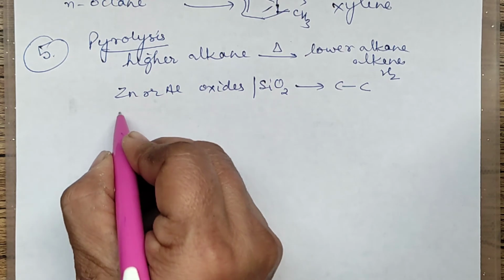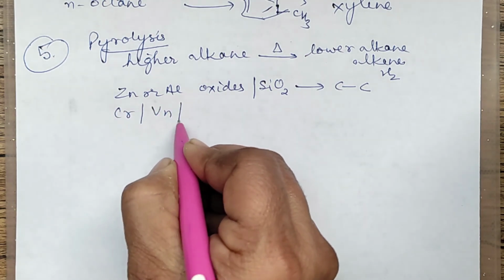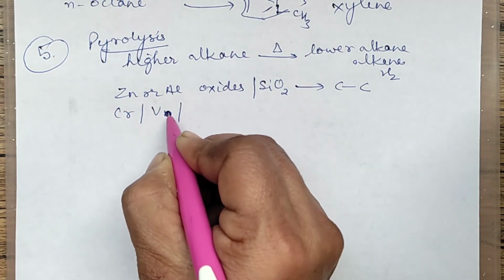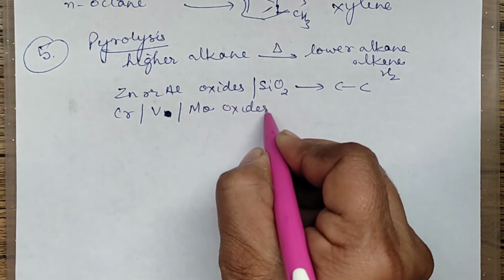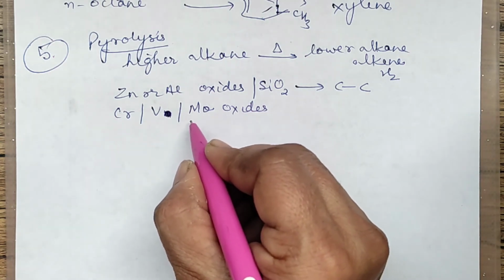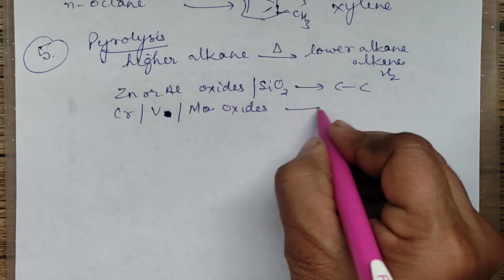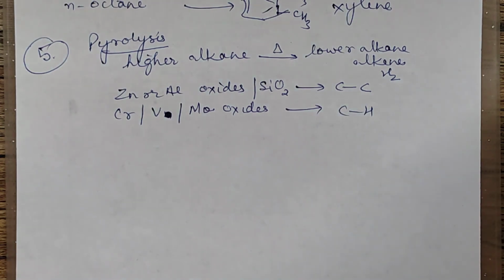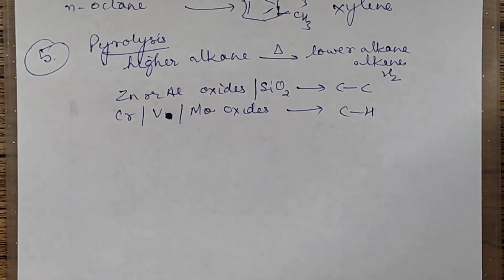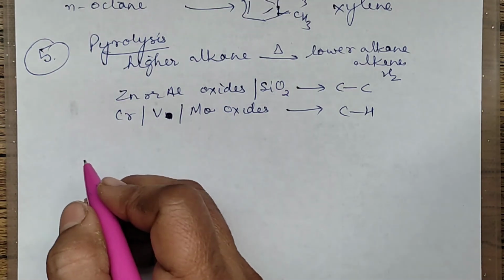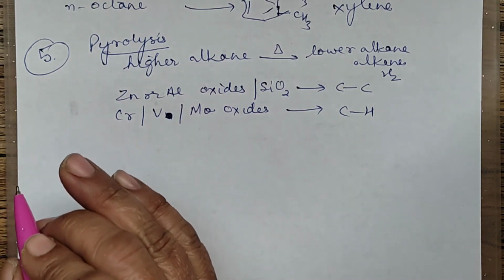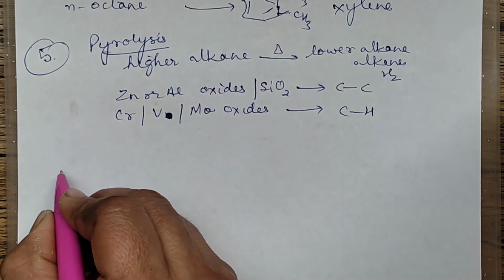If you are using chromium, vanadium or molybdenum oxides as the catalyst, then the carbon-hydrogen bond will break. Okay, so you'll get different products. Normally you take higher alkanes, but I am taking a 4 carbon atom alkane and explaining it, so the same will be applicable for 6 carbons and so on. Just so that the basic understanding is there, I am taking 4 carbon atoms.